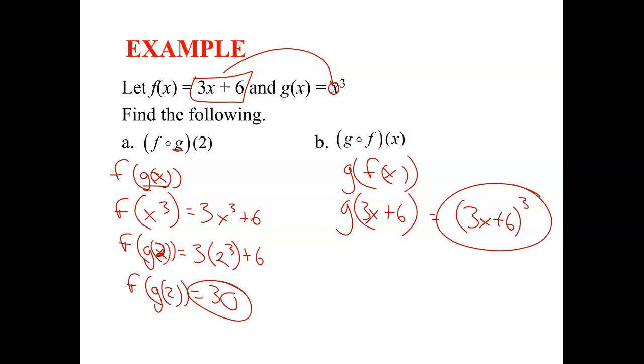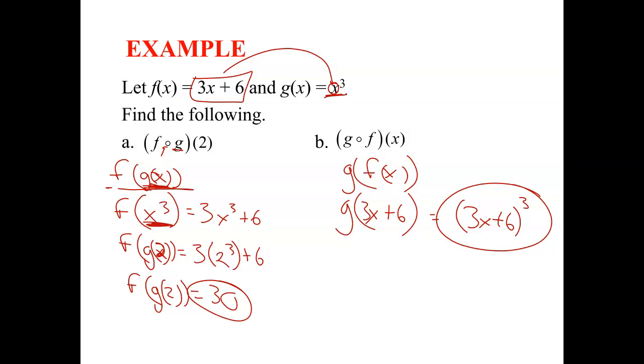It's composition. You're talking about these circles? Yeah, it means composition. So the second function is the input into the other. That's why I very purposefully write it this way. G of x is my input into f. So I say, okay, well, what is g of x? G of x is x cubed. So now I have f of x cubed.